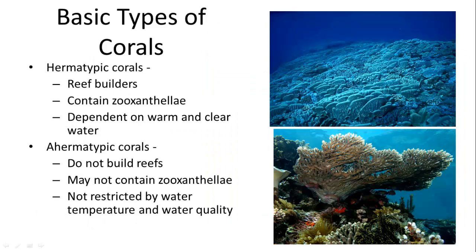There are different types of corals based on what they do physically in the ecosystem. So you have hermatypic corals, which build the reef. They add more structure to it and start building layers on top of each other. They contain protists or organisms called zooxanthellae, and they depend on warm and clear water. Ahermatypic corals do not add more structure or more layers to the reef, and many of them do not have zooxanthellae, and they are also not as restricted by water temperature and water quality. And we'll explain why that is in a minute.